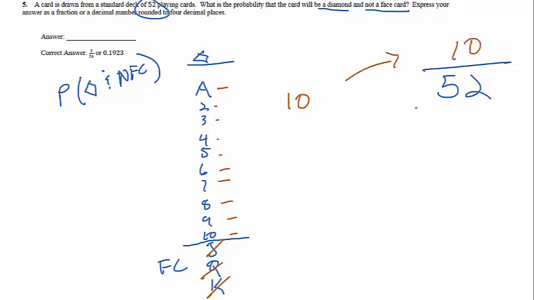That guy goes on top. We have 10 out of 52, which is the same as 5 out of 26. That's our answer. And that reduces to a decimal of 0.1923. Easy cheesy.